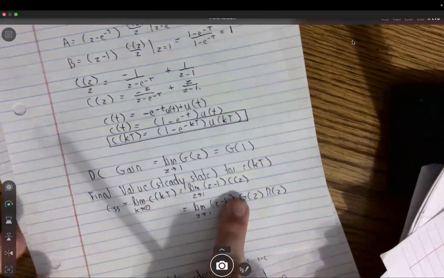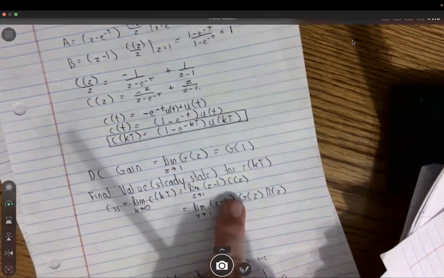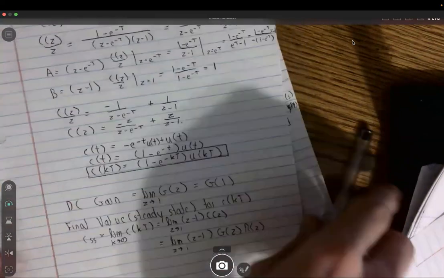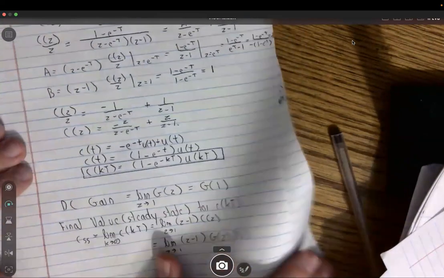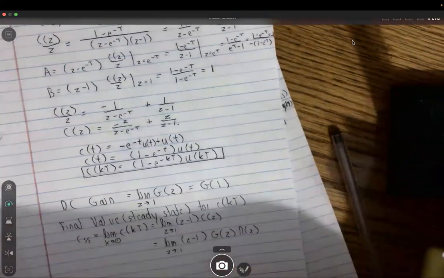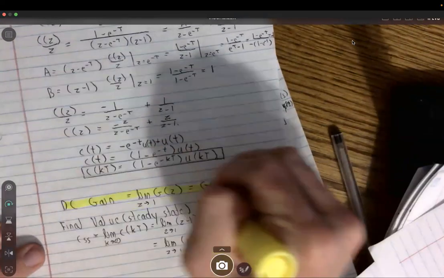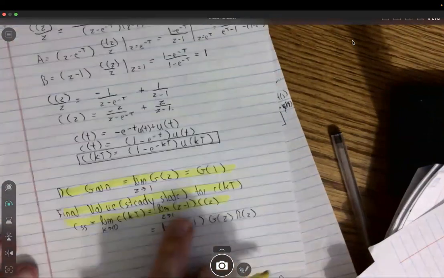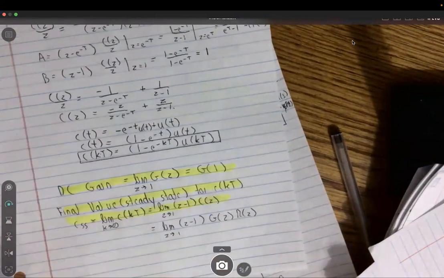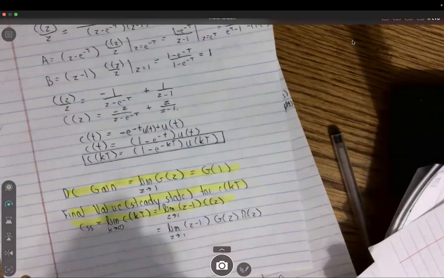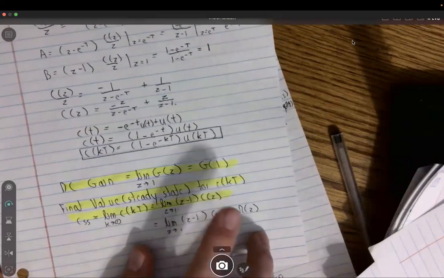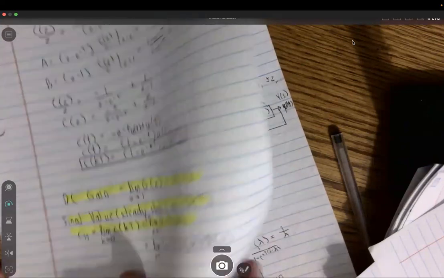Just be careful for your closed loop transfer function. This would be T closed loop of Z. But I would stick to these two general definitions for your DC gain and also for your steady state value. So here's your DC gain and your steady state value. I would make sure to write that down. This is true for your open loop transfer function, but remember for your closed loop, you'd have to plug in T closed loop. Just remember your C of Z is equal to your transfer function multiplied by your input.